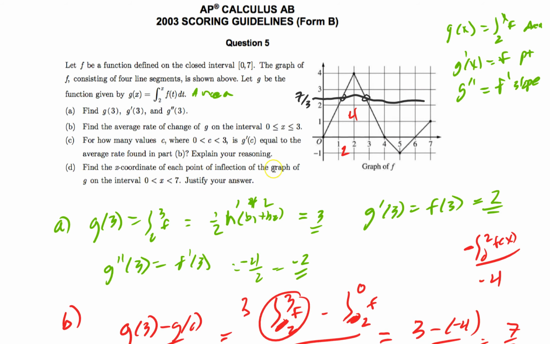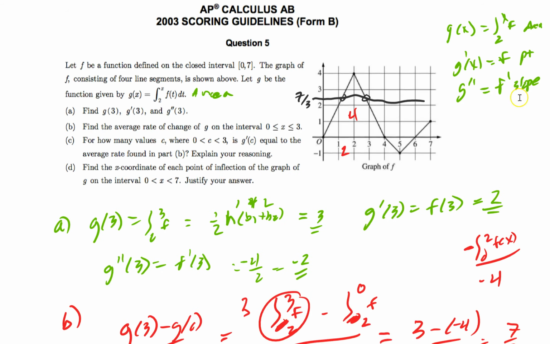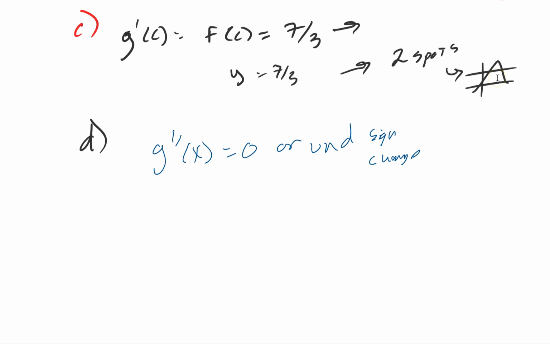D. Find the x-coordinate of each point of inflection on the graph on the interval 0 to 7. Justify your answer. So you want the inflection points. Now remember, the inflection points are where the second derivative of g equals 0 or is undefined, and you need a sign change. Very important, specifically in AP FTC. So remember, go with my decoder. It's where f prime, the slope, equals 0 or is undefined, with a sign change. So we're looking where the slope is 0 or undefined.